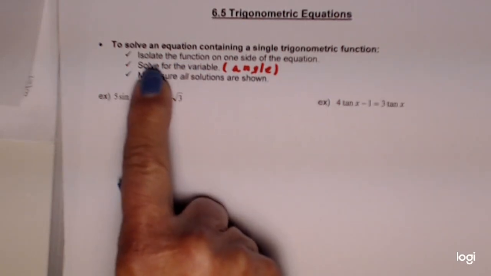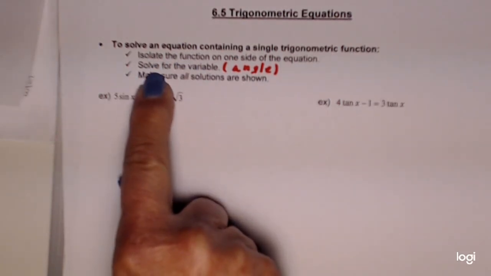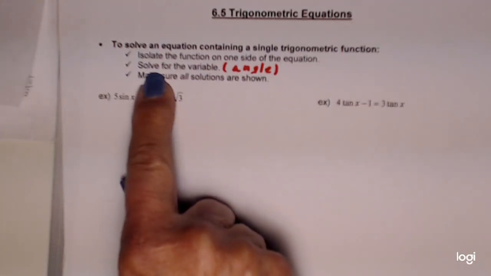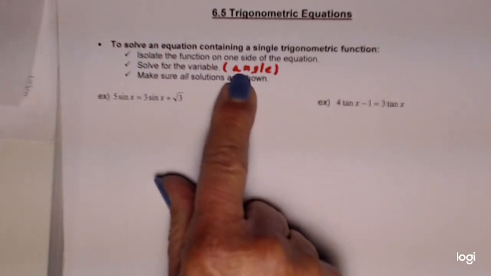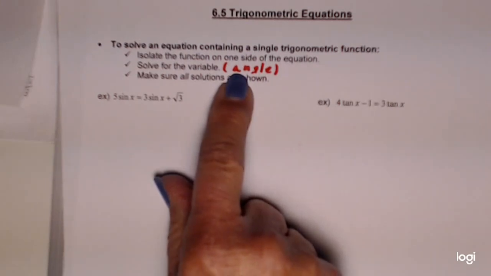Next, we're going to solve for the variable. So when we get the trig function on one side of the equation, we're not going to be done because our variable is still locked into the trig function. So we're going to solve for that variable. In other words, we're going to be solving for the angle, because our variable, x or whatever we call it, is going to represent some angle.